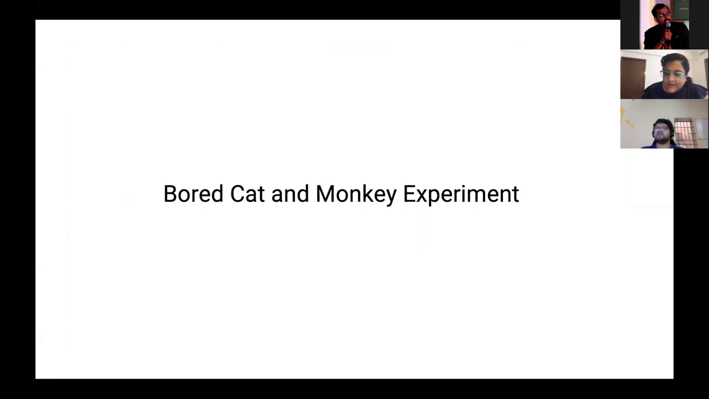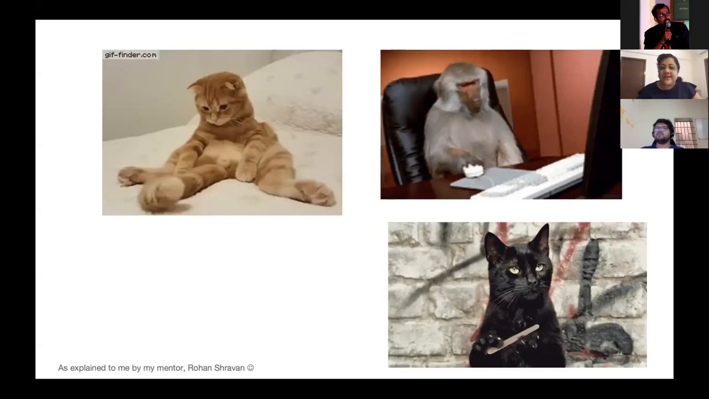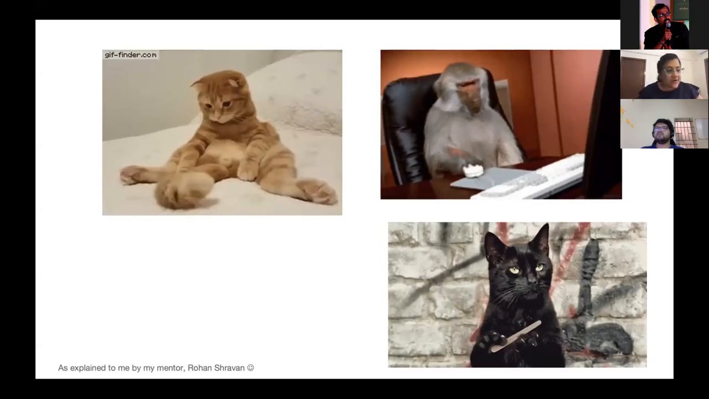So here is where I wanted to explain how it all started. How did they bring this idea together? They did something called the bored cat and monkey experiment. And Rahul, you can pitch in if you want, but this is just more to understand how neuroscience helped in putting together the first neural network. Okay, so what they did was this. They got two bored cats and one monkey.